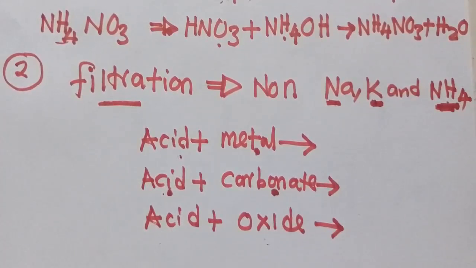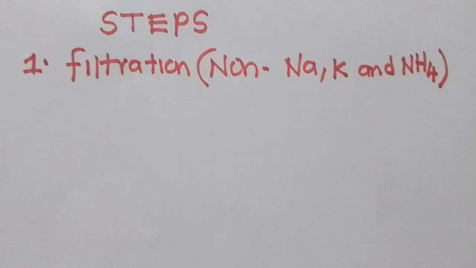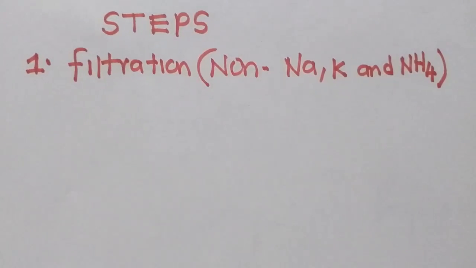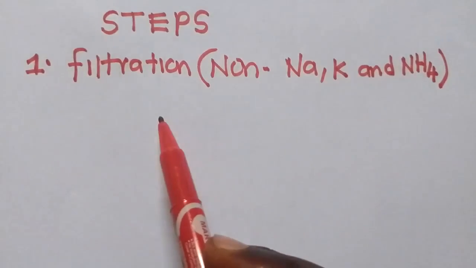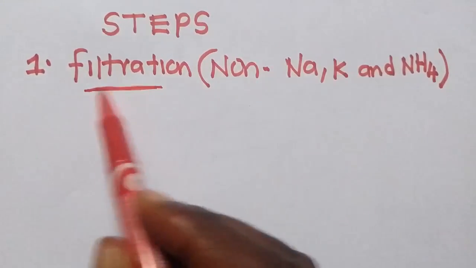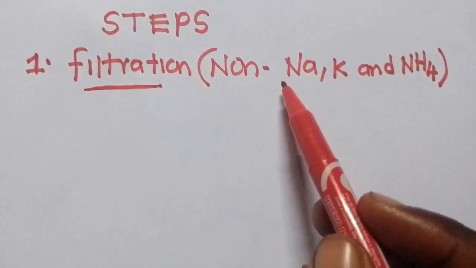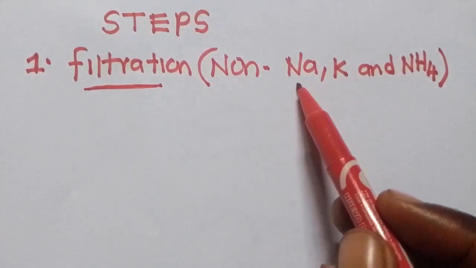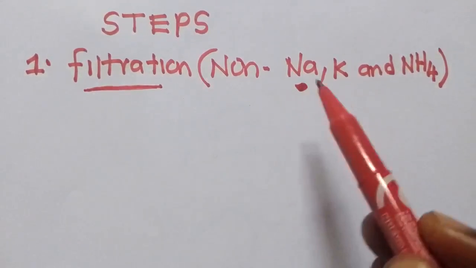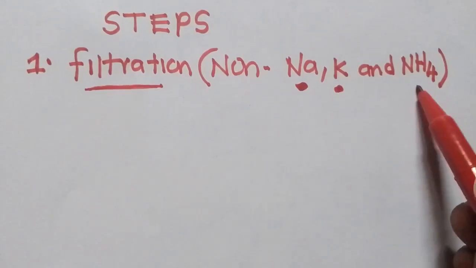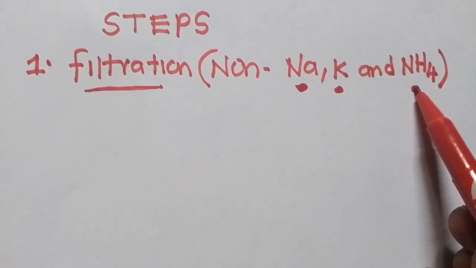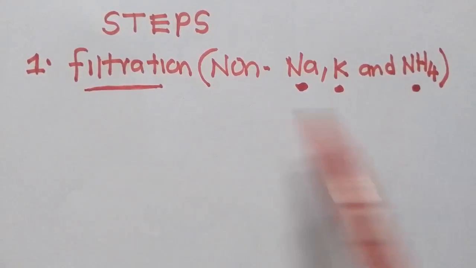Let me give you the steps which you need to follow when you want to prepare these salts. Let me give you methods that you need to understand. The first one, we are going to start with where we use filtration. When do we use filtration? When a soluble salt is not containing sodium, potassium, and ammonium. Whenever a salt is not containing these three, we use filtration.